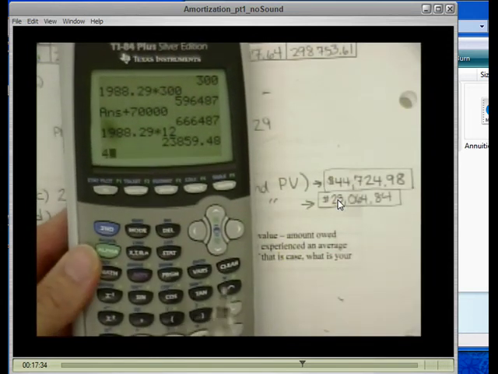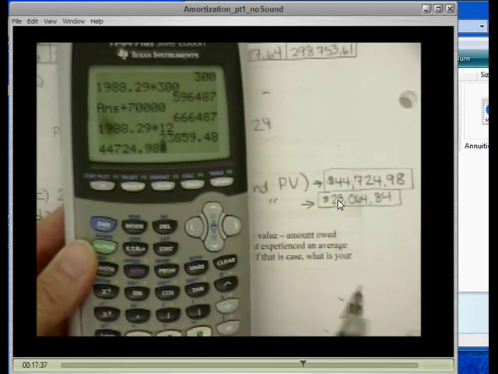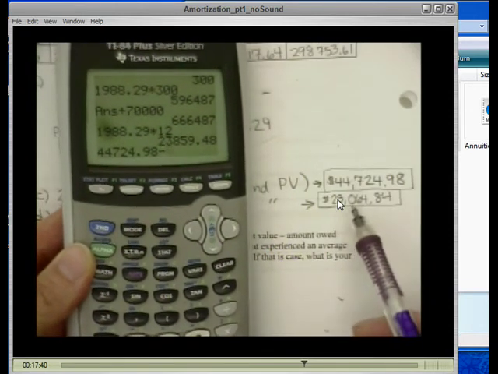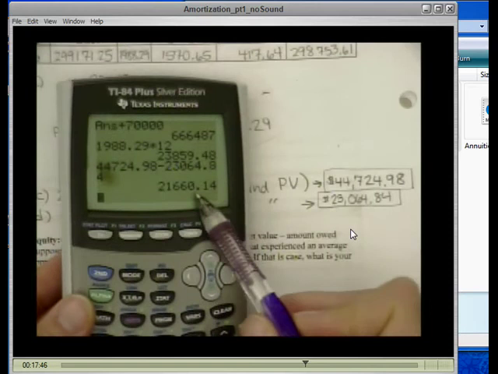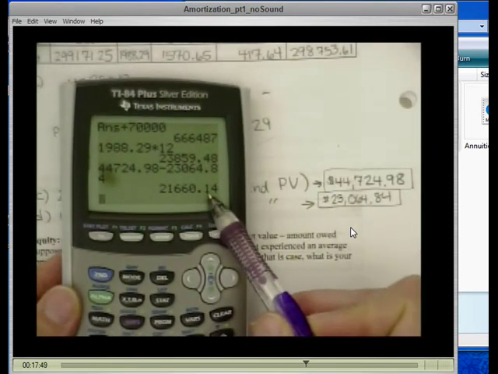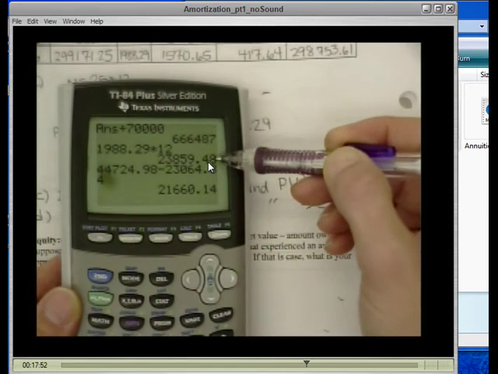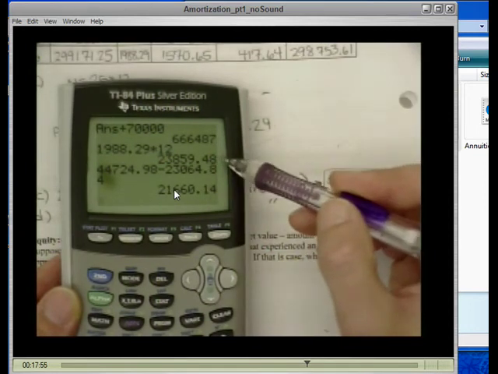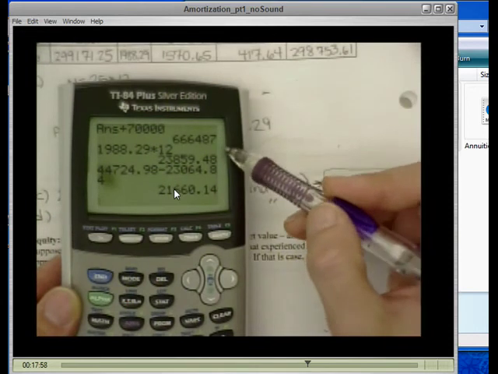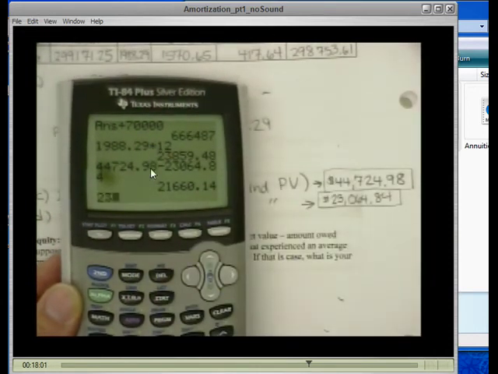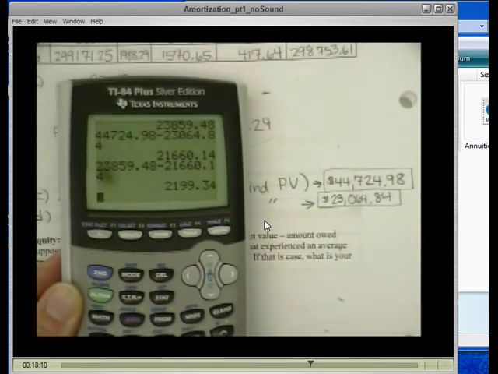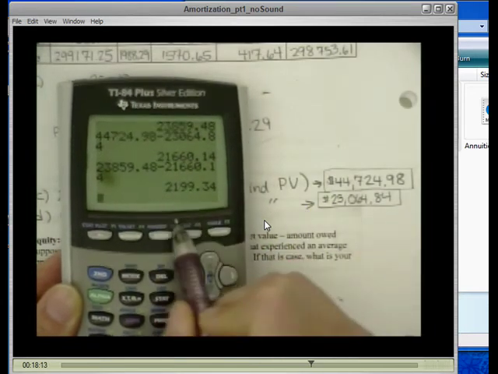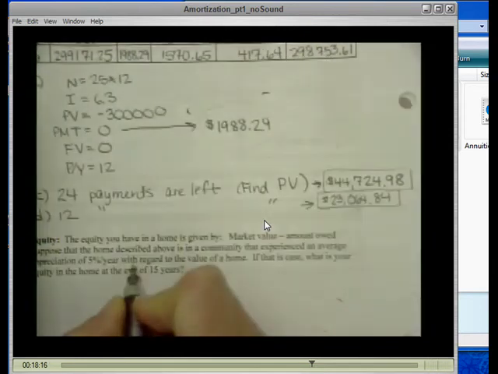Let's see exactly how much. Okay, so 21,660.14. So we paid that much, but we only reduced our principal by that much. So then to figure out how much of our payments went to interest, well, anything that didn't go to reducing principal went to interest. So we just need to subtract those two numbers. So about $2,200 went to interest during the 23rd year.